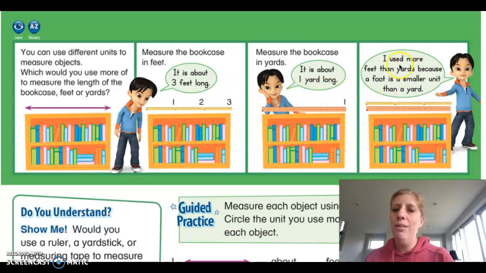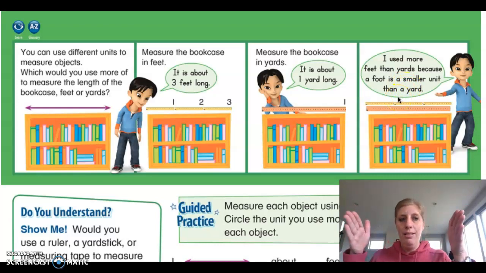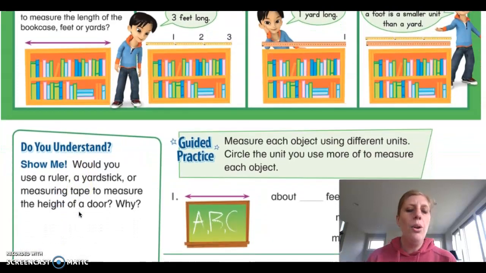He used more feet. Why? He says, I used more feet than yards because a foot is a smaller unit than a yard, right? A foot is smaller than a full yardstick. Do you understand? Show me.